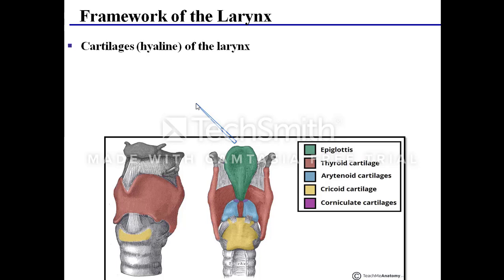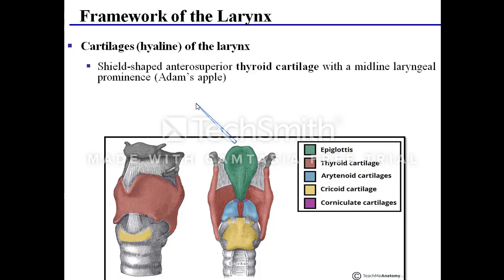The framework of the larynx includes different cartilages, which are made up of hyaline cartilage. The first one is the Adam's apple, as the pictorial representation explains. It has a shield shape and is made up of thyroid cartilage. It is located anterior-superior, anterior towards the front of the body, superior towards the head, and it has a midline laryngeal prominence at the center. This is called the Adam's apple.